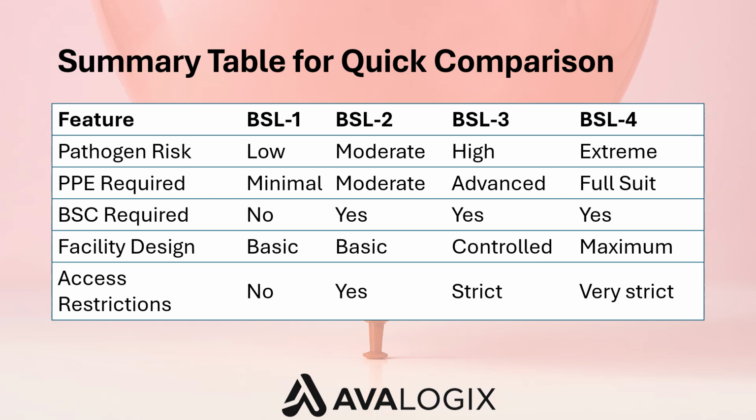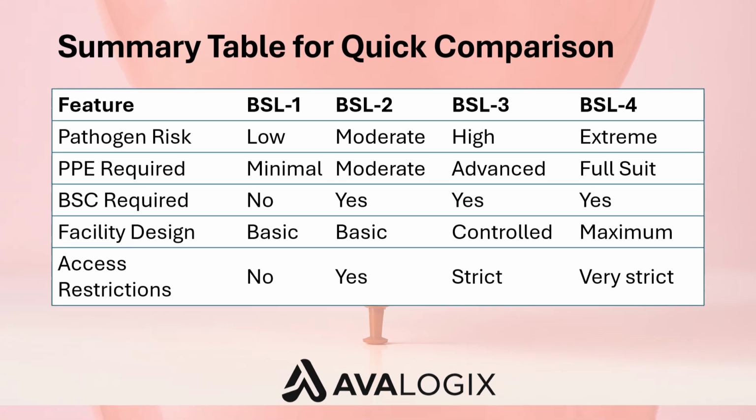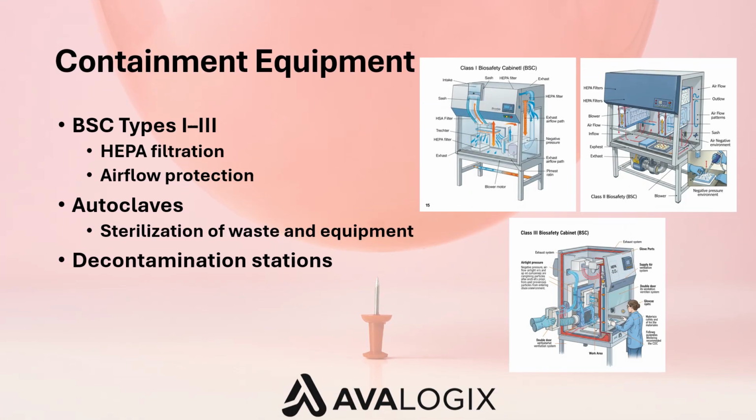This table serves as both a memory aid and a decision-making guide for anyone designing or working in a microbiological lab. Keep in mind that while these levels are standardized, specific institutional policies or national regulations might add further stipulations. Let's now talk about some of the critical equipment used to ensure containment. One of the most important pieces is the Biosafety Cabinet, or BSC.